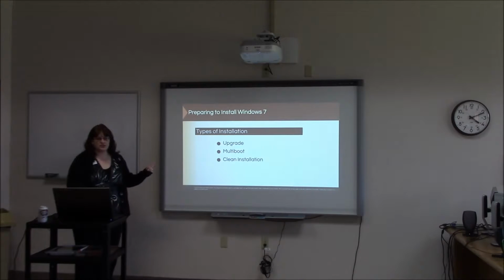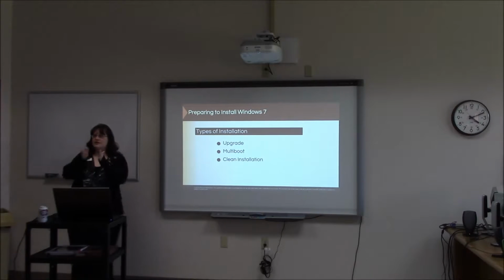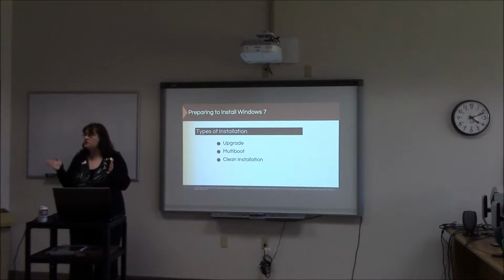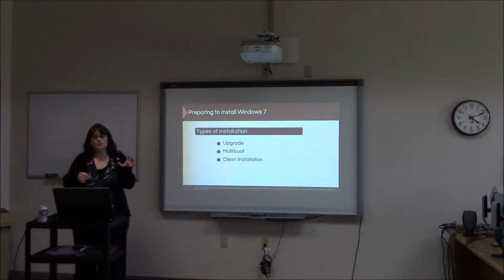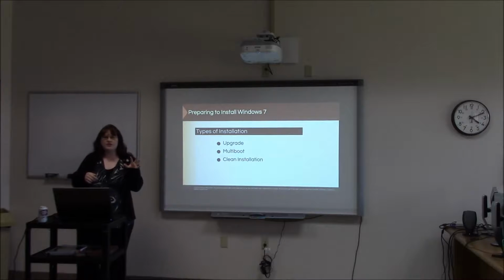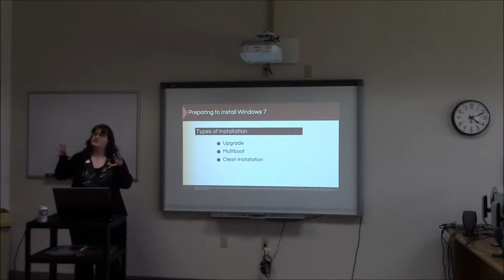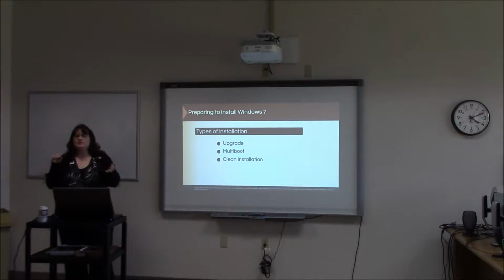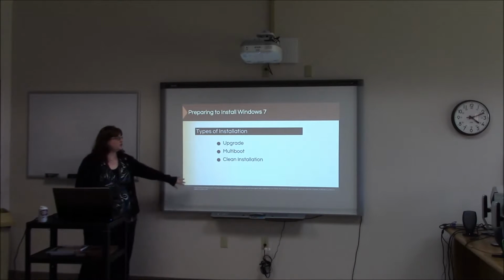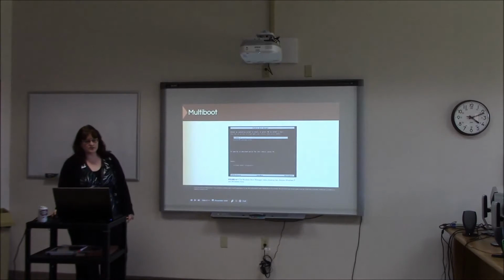Multi-boot leaves the operating system in place, but then it divides up the hard drive into what we call partitions, and it says, okay, this is where the old operating system, let's say Vista, is going to be, and in this other part we're going to put Windows 7. So technically you could still use both of them if you wanted to. When you boot up the computer, you get to choose which version you want to go into. And then the clean installation, which is on the totally clean hard drive like we did in class.